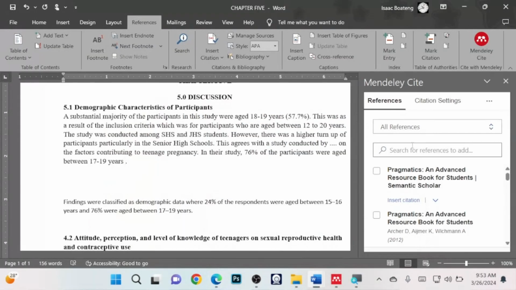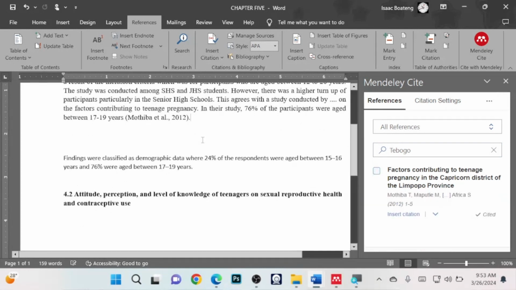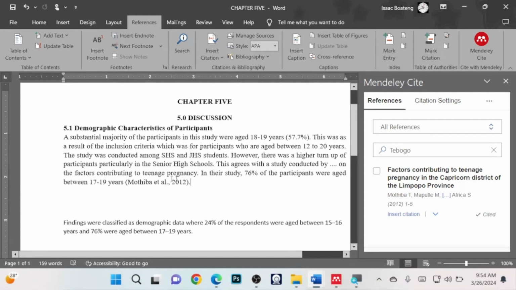But remember, I already have this study in my Mendeley. The study is already cited in my Mendeley, or I've already put it into my Mendeley. And so when I search for it, voila, you can see that the study is here: Factors contributing to teenage pregnancy. There you go. I can quickly just insert it there. So I have the name Motibo, okay, and Motibo is the surname.